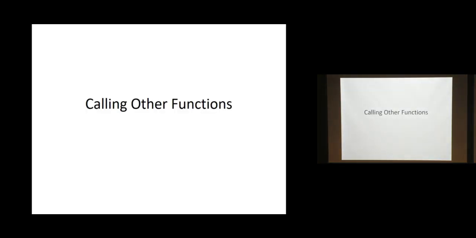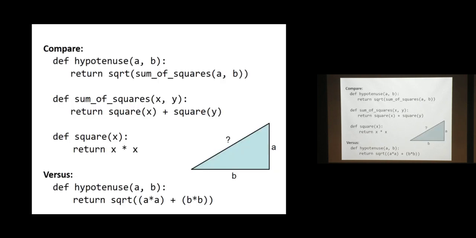Okay, we go to the next topic. Calling other functions. You already know how to call other functions. So this is one example here. I have many functions. I know that inside the body of a function, I can call another function. So this function, hypotenuse, takes two arguments, and it calls two functions. One is square root, the other one is sum of square. What is sum of square? Sum of square is defined here. Square of x plus square of y. What is square is defined here.